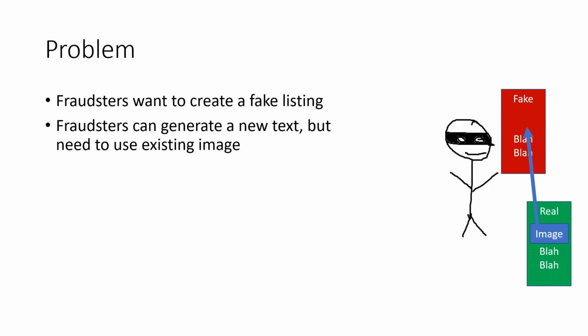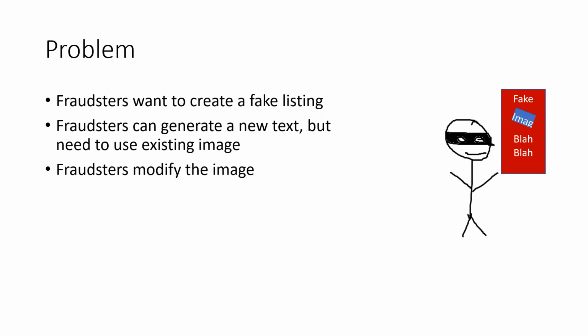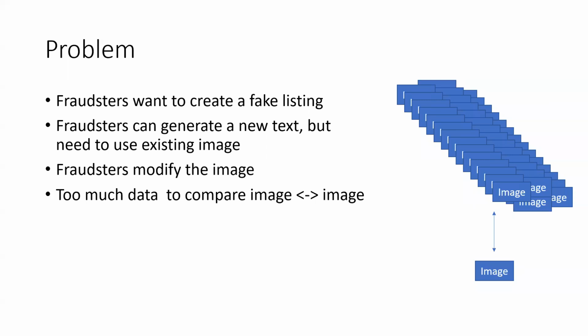But the problem here is that, of course, there are many different strategies by which the website can detect a duplicate listing. Because of that, fraudsters also modify the image and make it different. There are also a lot of different techniques that can find the modification of the image, but there is a lot of data on this website, and it's too much data to compare. It's like each image with each image, and it's impossible to just do the regular image-to-image check.